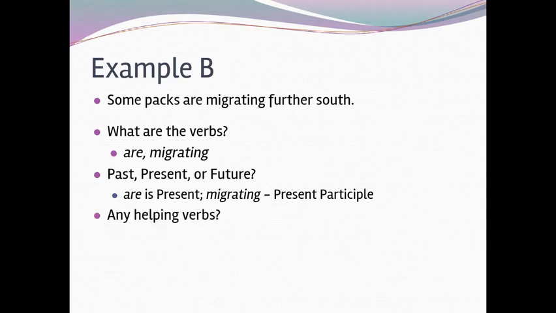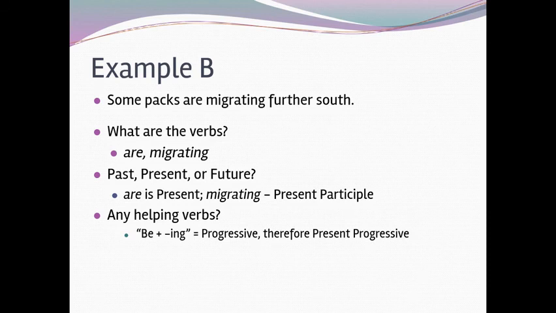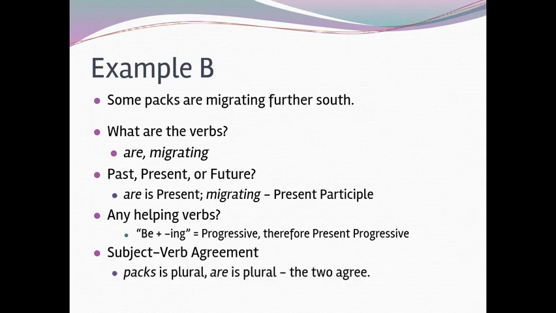So we know that it's not simple tense. We've already ruled that out. Okay, it's be plus ing. That's progressive. Again, ing is the progressive tense when you have a helping verb form of be in front of it. So present participle plus ing is present, because we said are is present: present progressive. Now verb agreement: packs is plural, are is plural. It's not packs is or pack are. Packs are. Those two agree. They're both plural, so we're good to go on agreement.